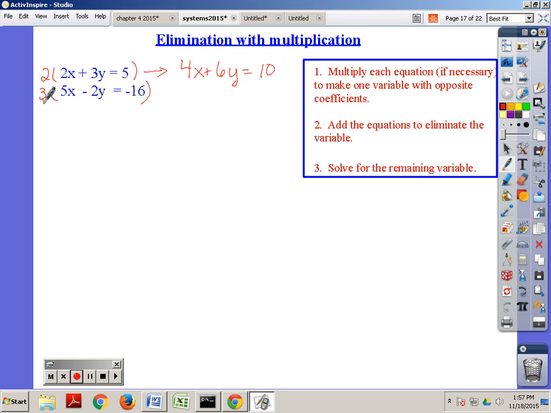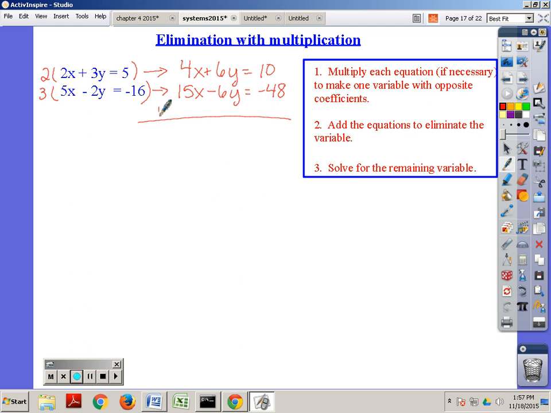On the bottom, we're going to multiply everything by 3. That's 15x, that's negative 6y, and that's negative 48. Now, I notice if I just solve those equations, I could just add these guys up, my y's would be eliminated, and I'm good to go.